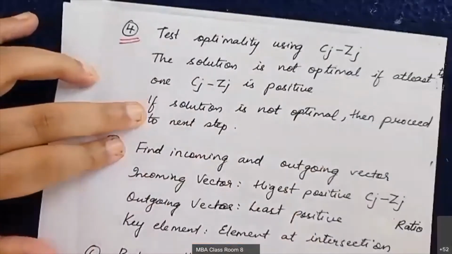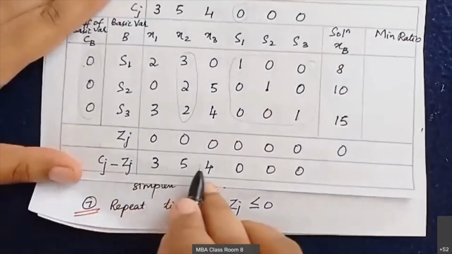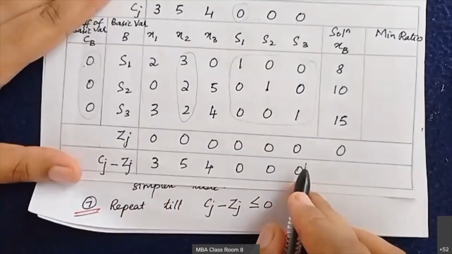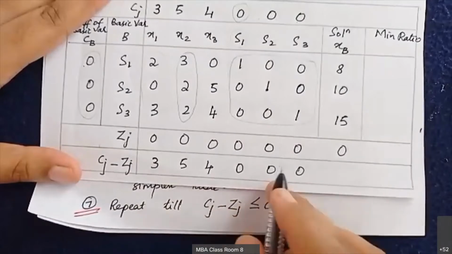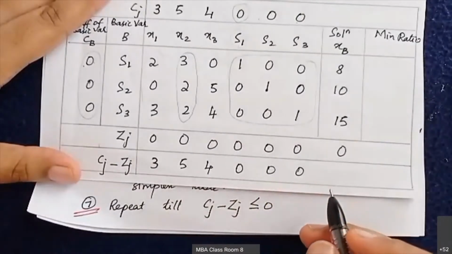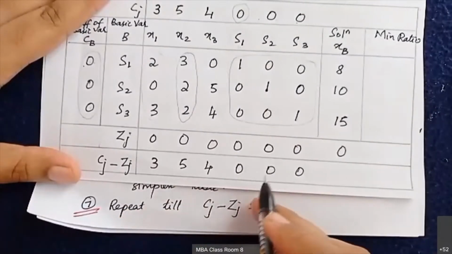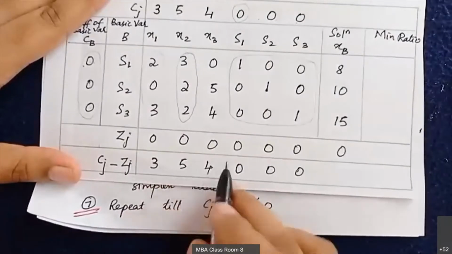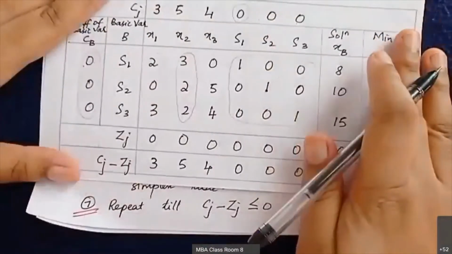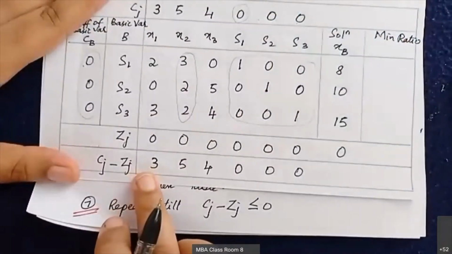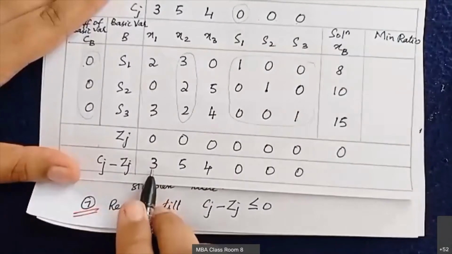So in our case, have we reached the optimal solution? To reach the optimal solution, we should not have even one Cj minus Zj value that is greater than 0. The meaning of that is all the Cj minus Zj values should be either 0 or negative numbers. Only then can we say it is an optimal solution and that this is the final simplex table. Have we reached optimality in this case? No. Why? Because in this table Cj minus Zj we have positive values.